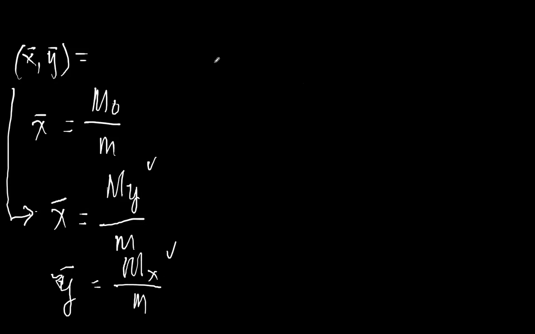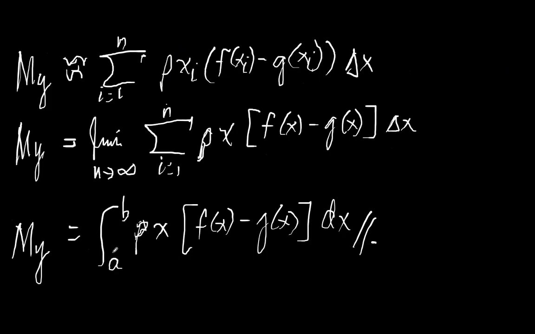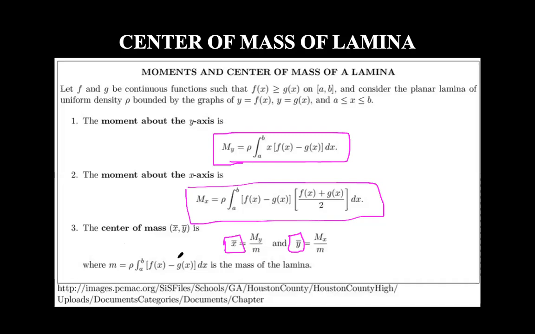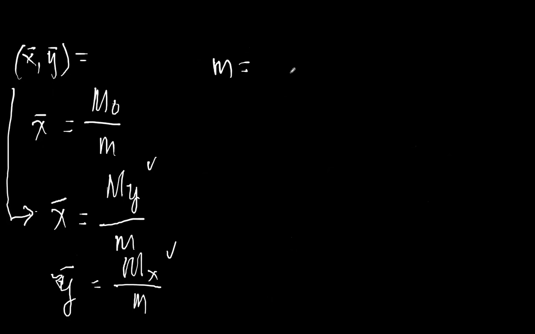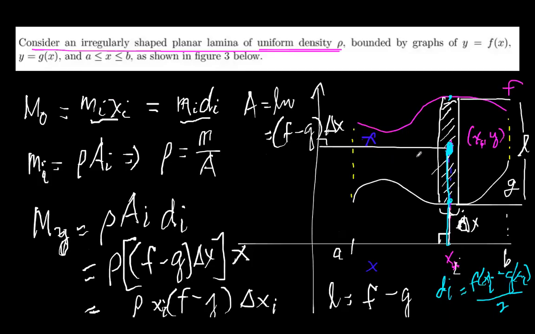And we know that the mass is equal to what? The mass is just the density times the area. Since the density is uniformly distributed to all of the portions of the lamina, therefore it's constant. And to find the area is just easy.